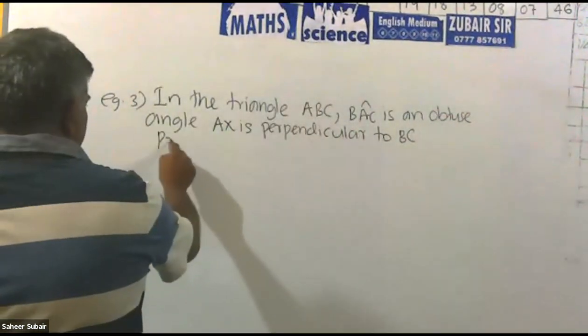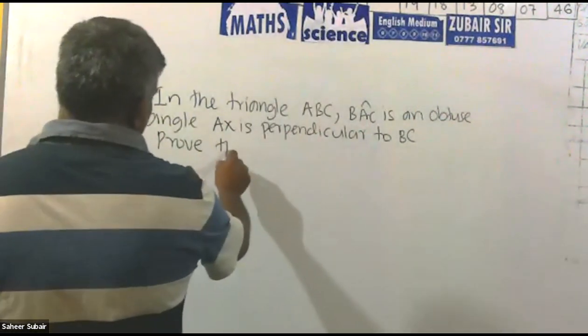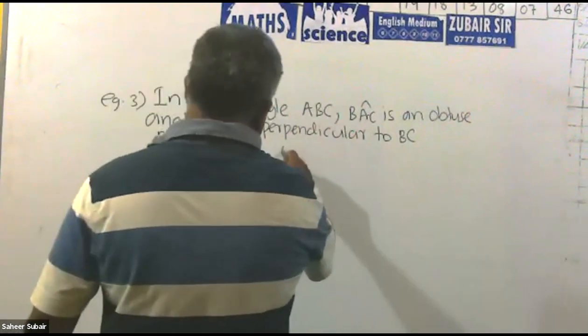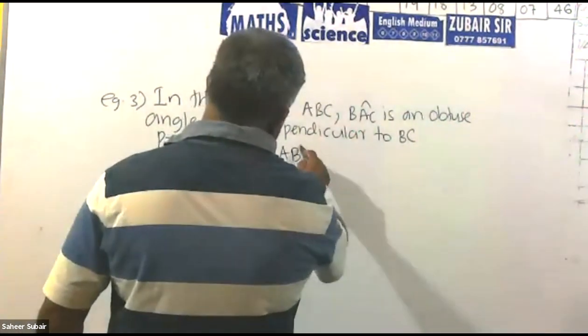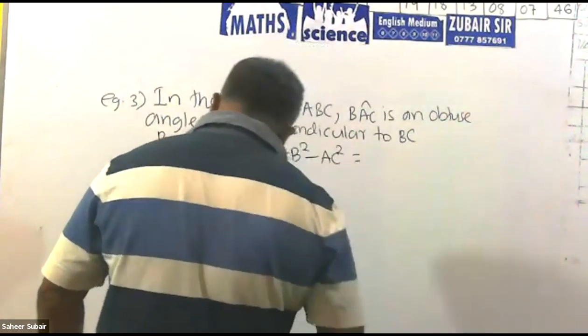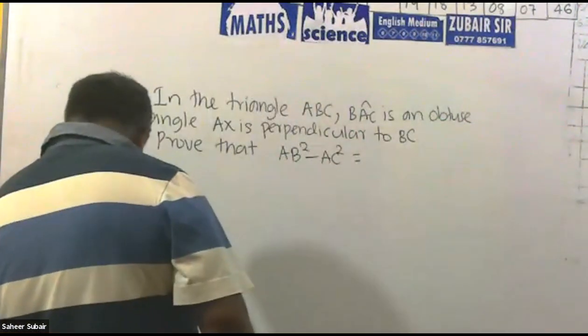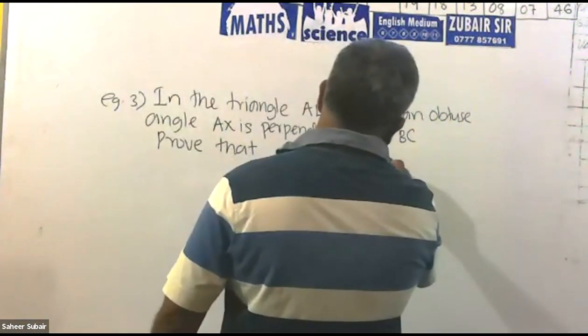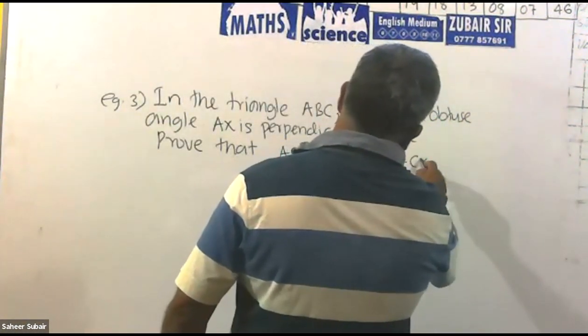Prove that AB squared minus AC squared equal to BX squared minus CX squared.